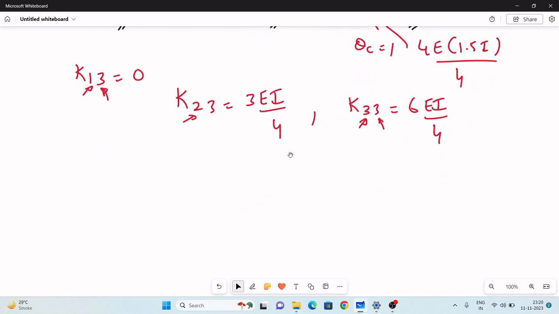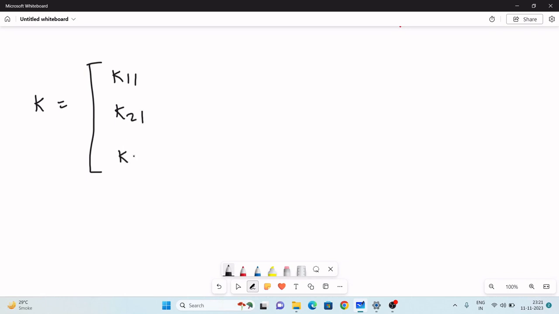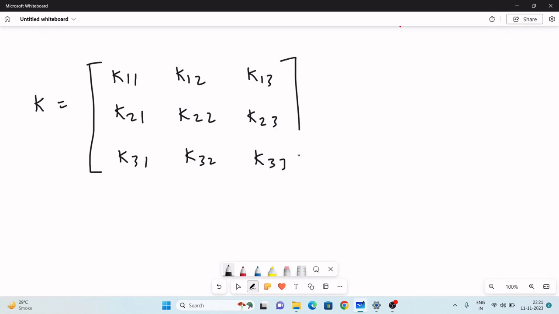After doing this, we can write the stiffness matrix K equal to K11, K21, K31, K12, K22, K32, K13, K23, and K33. We have three coordinates, so the size of the stiffness matrix will be 3 by 3. Already we have calculated the forces in all the coordinates. We can write it down.